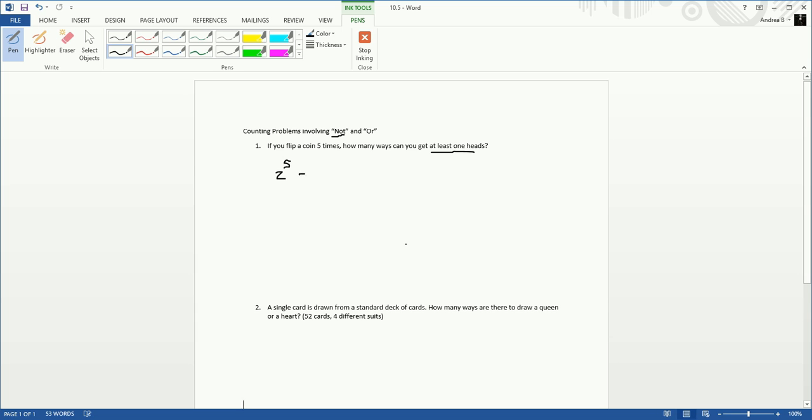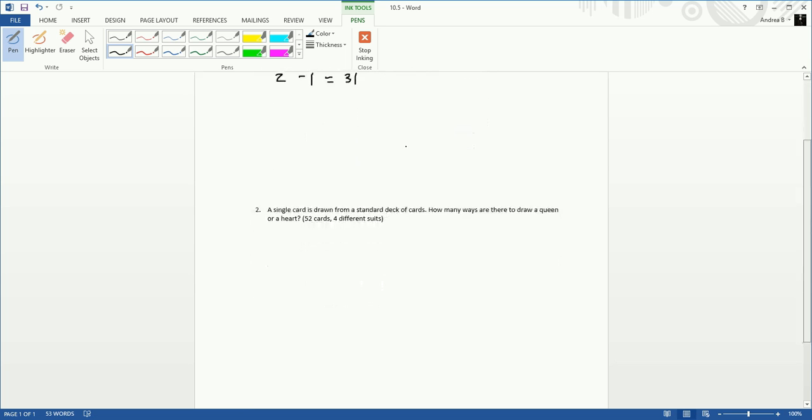And then minus 1, because there's only one way of getting a case that is not at least one heads. So then if we do that, 2 to the 5th is 32, minus 1 gives you 31 possibilities there. Or if you wanted to, you could certainly do a tree diagram here and list all of those out, but it's going to take you a little while since there would be 32 possibilities there. If it was a smaller case, then you could definitely list all those out instead.